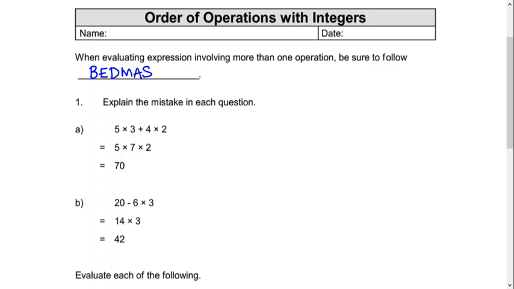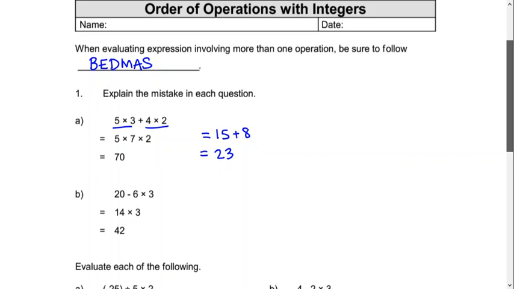So the mistake in this question is that this person has added first before they did their multiplication. And we know that multiplication comes before addition if we follow BEDMAS. So this should actually look like this. We should do our 5 times 3, which is 15. And then we're going to add that to our 4 times 2, which is 8. And then 15 plus 8 is 23.